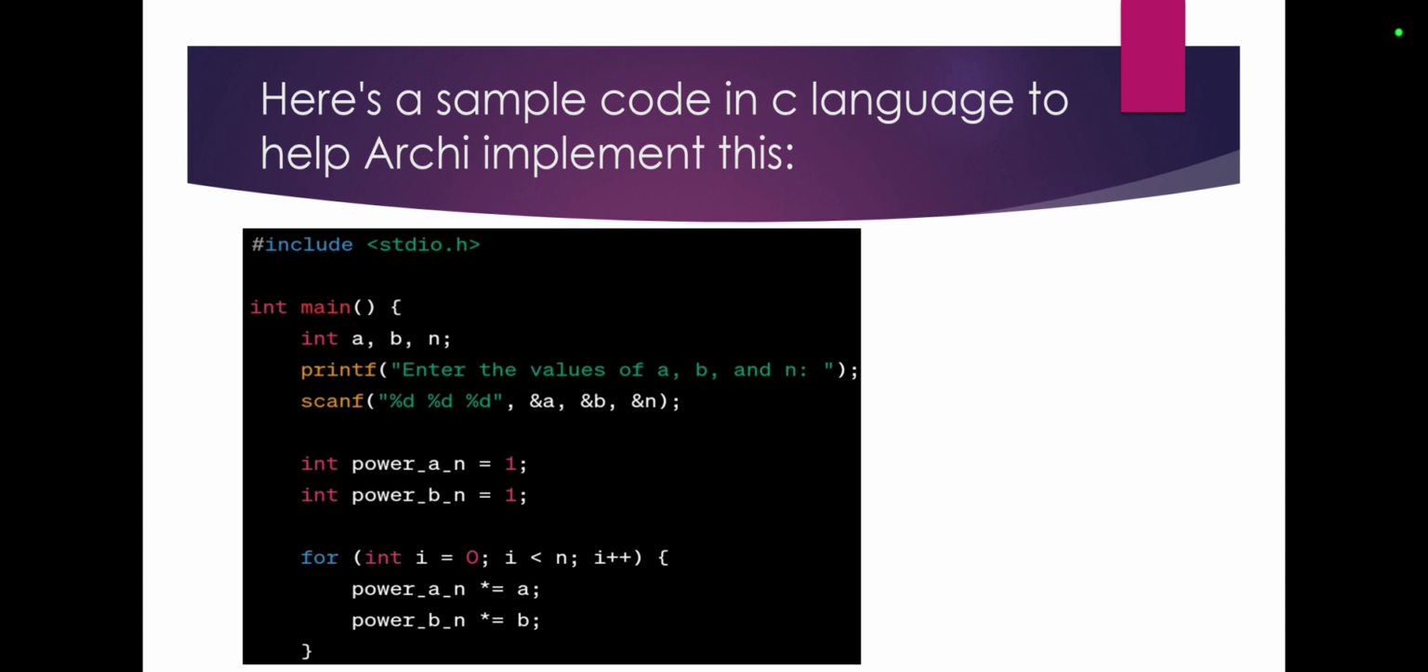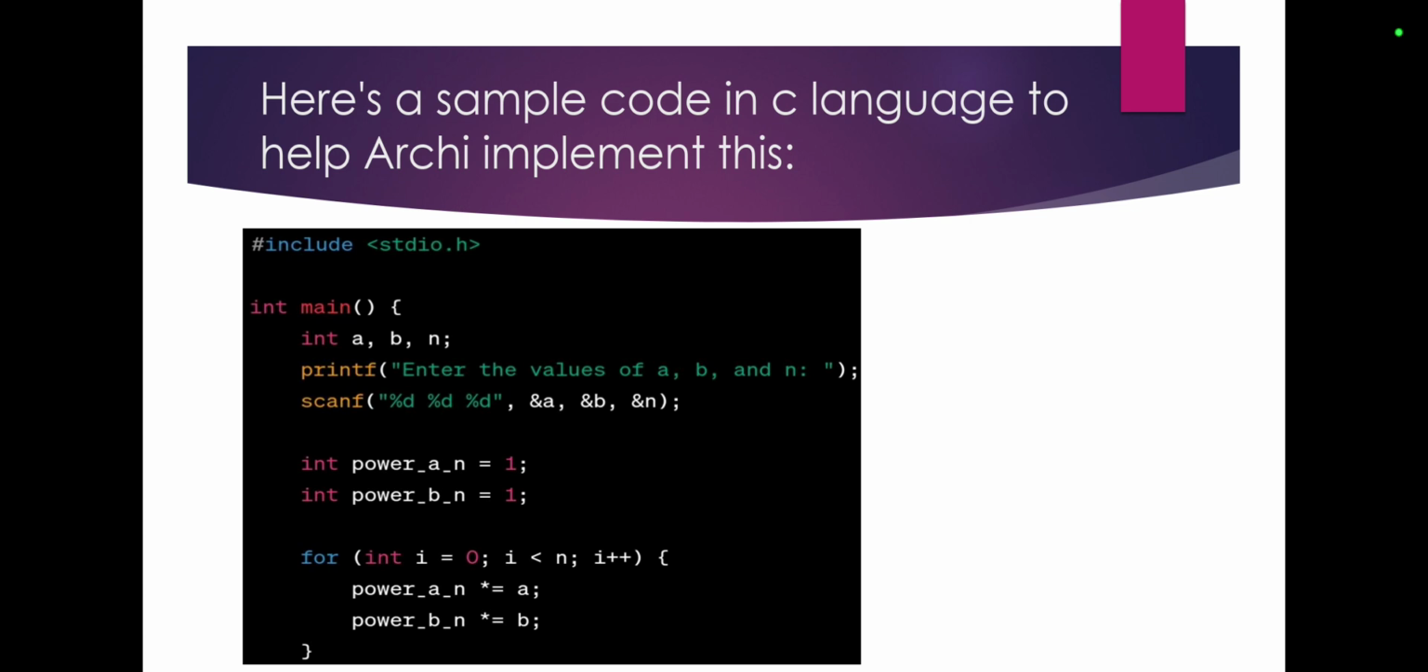If power_an == power_bn, then print "an and bn are equal". Slash n indicates to print in the next line. Else if, in another condition, power_an is greater than power_bn, then print "an is greater than bn", again slash n to print in the next line. Else printf "an is less than bn", return 0. So this is the code for the given question.